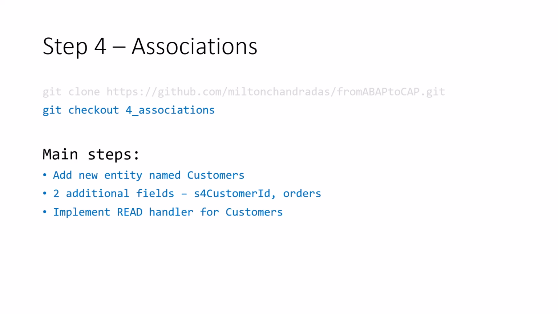So in this step, go ahead and check out the 4_associations branch. So in this branch, what we're going to do is we are going to create a new entity named customers. This is going to be a local entity. We are going to add two additional fields, S4 customer ID and orders, and then we are going to implement the read handler for customers.